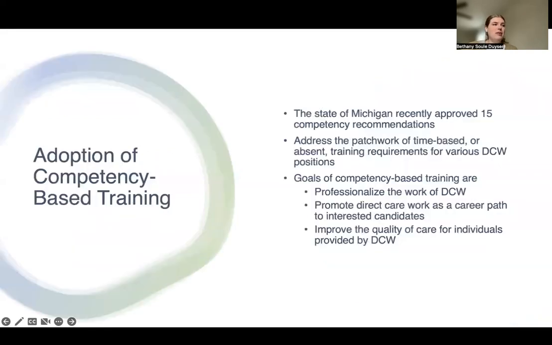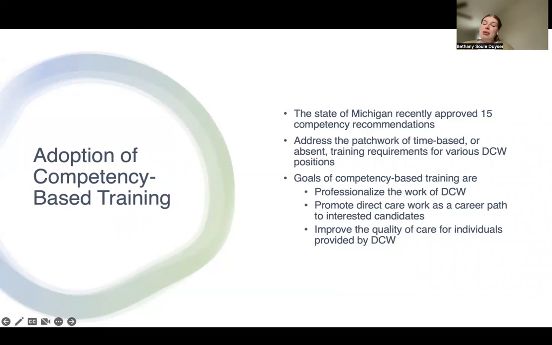The other major development here in the state of Michigan in the direct care worker workforce was the adoption of 15 competency recommendations for direct care workers. So we discussed how there's a real patchwork, a real alphabet soup of those different direct care worker jobs. And along with that comes a real patchwork of training requirements or credentialing. So some of those may be time-based, some may have very little training, some have much more. And so there's an inconsistency between those.